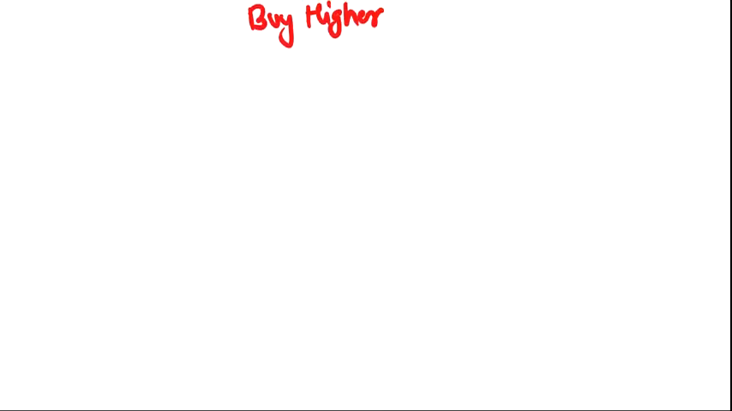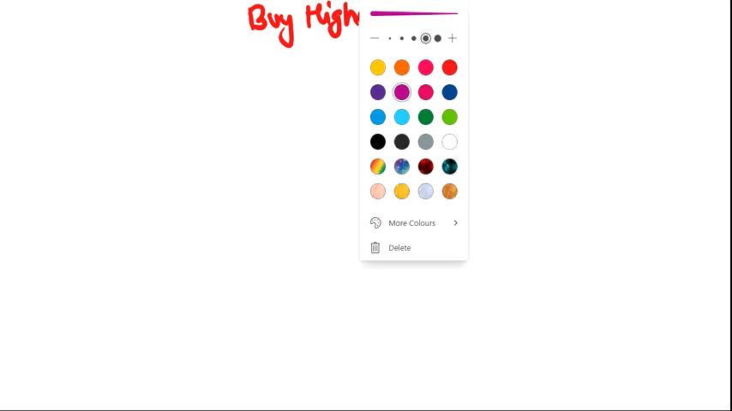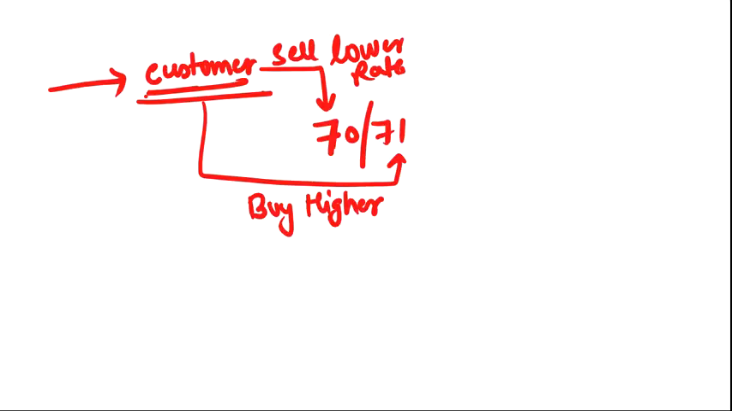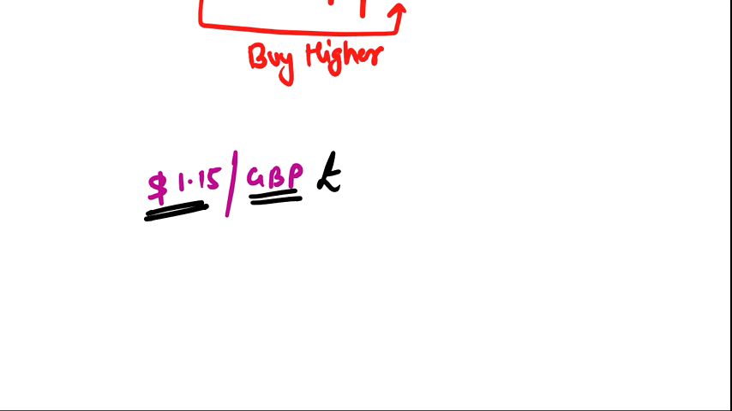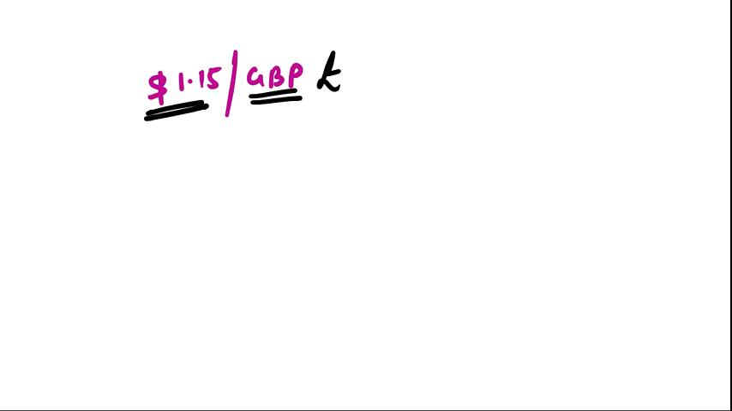Now suppose I write a quote for you. Suppose the rates in the market are quoted like this, for dollar, 1.15 per GBP. So what is GBP? It's a Great Britain pound, British pound basically, and it is written with the symbol like this. So for 1 pound, how many dollars are you getting?